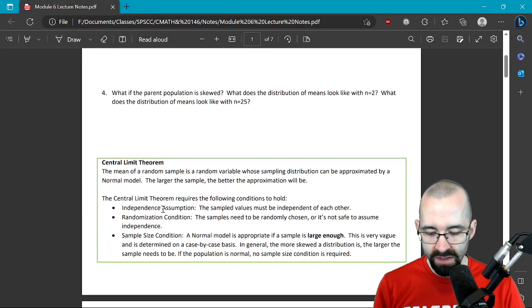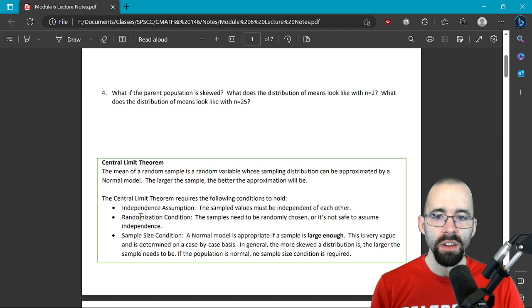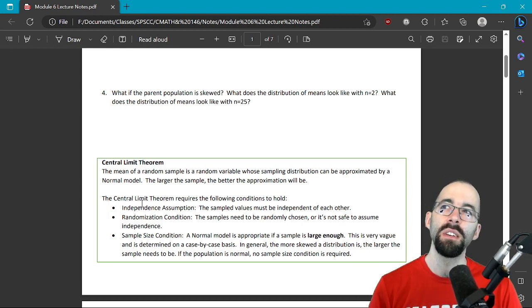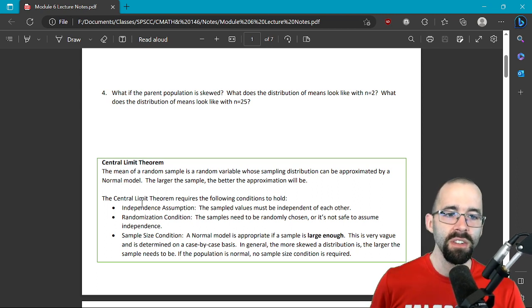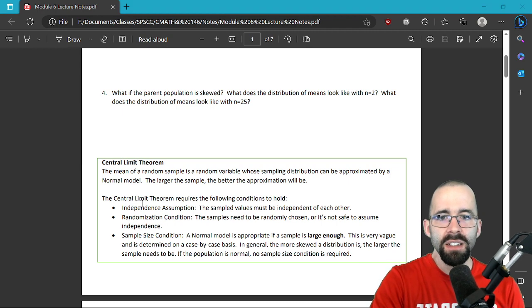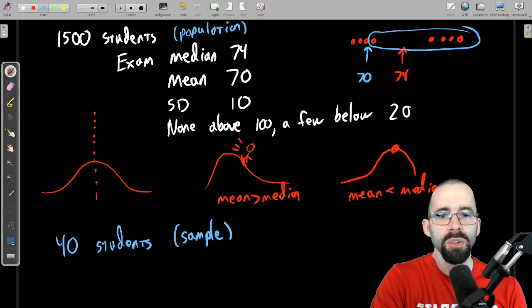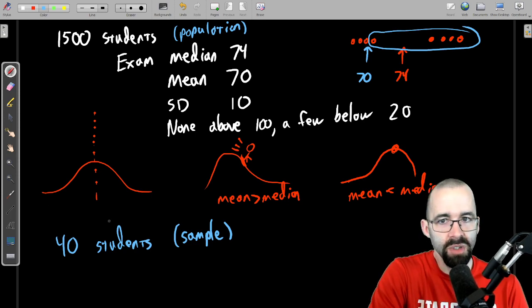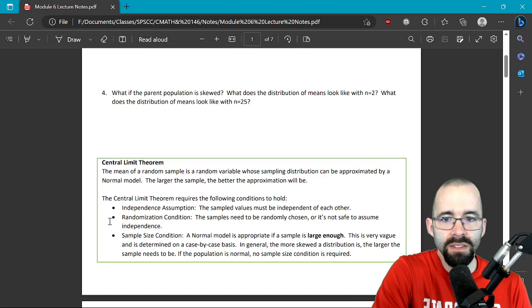So do we have all of these? Is our sample random? We can assume that. Is it independent? Yeah, we're going to get independence because we're drawing without replacement. Drawing without replacement is bad for independence, but we have the 10% condition. Remember that 10% condition says that if your sample is less than 10% of the population, then we get independence. So 40 is less than 10% of 1,500, we get independence.